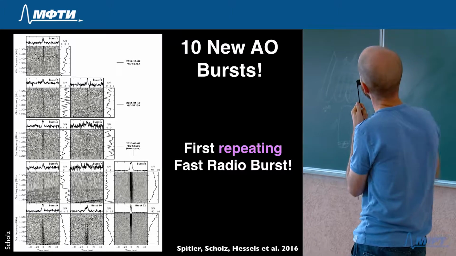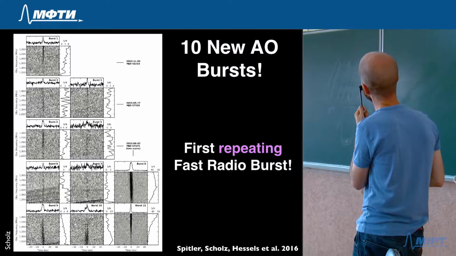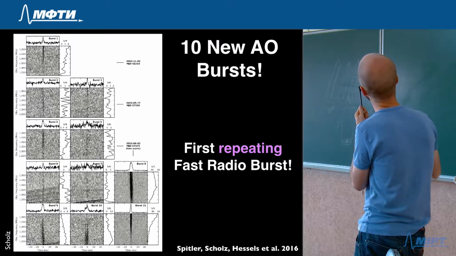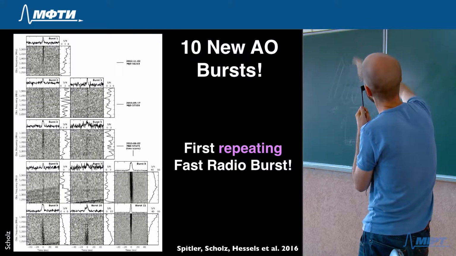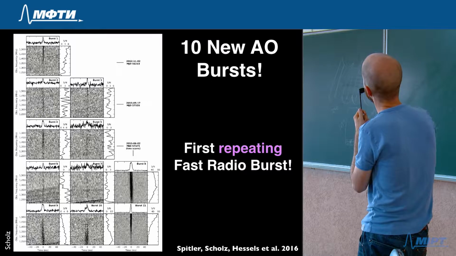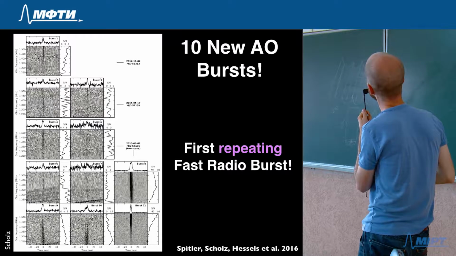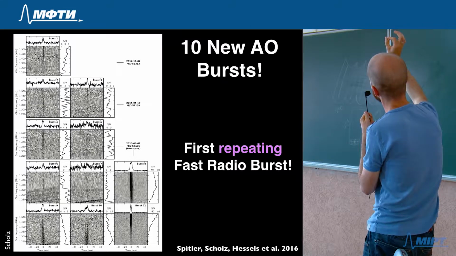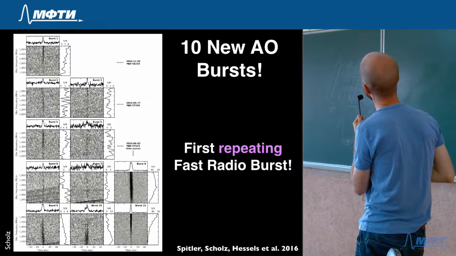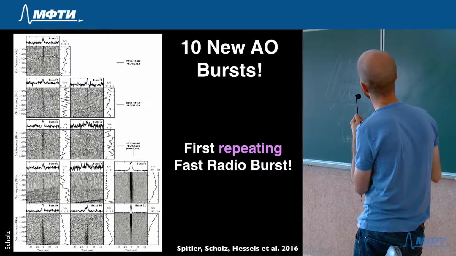Each panel here is a separate burst from the source observed at a different time. All of these bursts have, in this case, been corrected for dispersive delay. That's why the pulse is straight as a function of frequency. They're all coming from the same direction on the sky, and they all have the same dispersive delay, so that's good. They must all be coming from the same source.